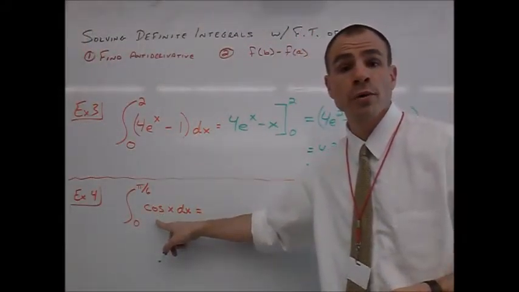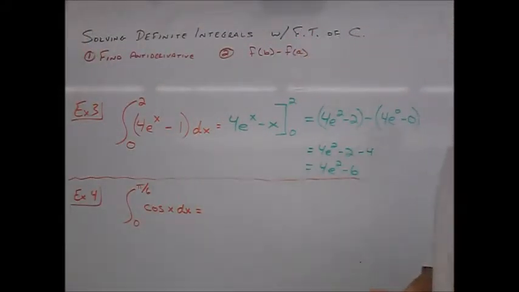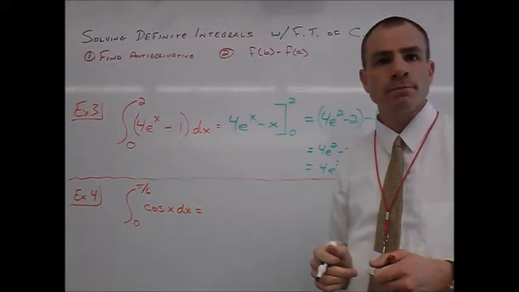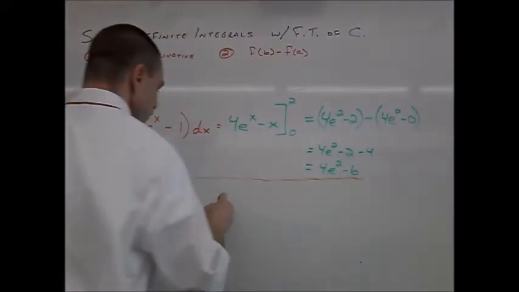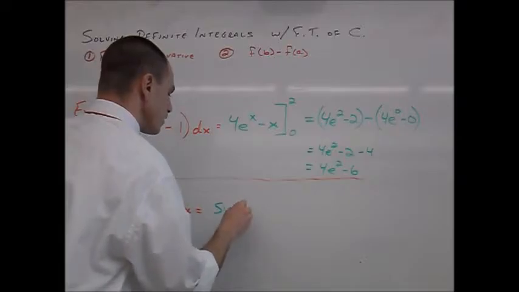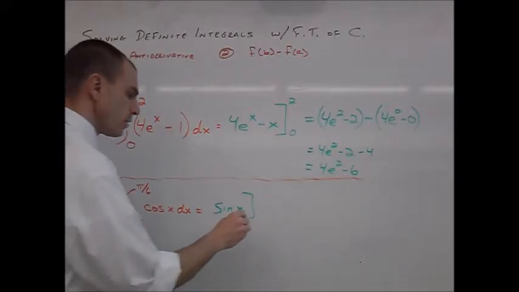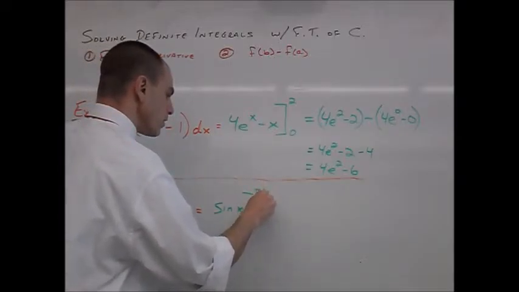A little bit of trig as well. The integral from 0 to pi over 6 of cosine x dx. Step 1, take the antiderivative. What's the antiderivative of cosine? Sine, good. All right, so we have sine x, and that's evaluated from 0 to pi over 6.